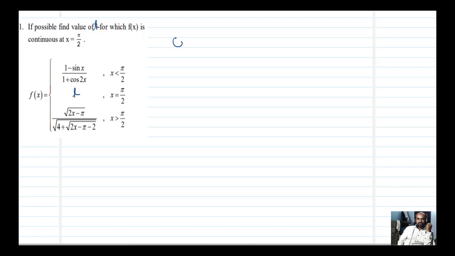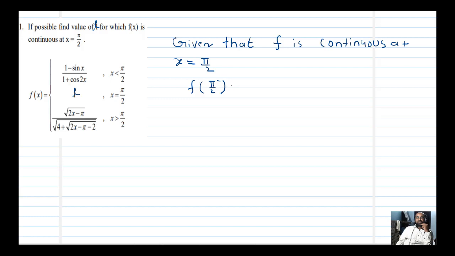I will write: given that f is continuous at x equal to pi by 2. What is the meaning of that? f of pi by 2 minus should be equal to f of pi by 2 plus, which should be equal to f of pi by 2.